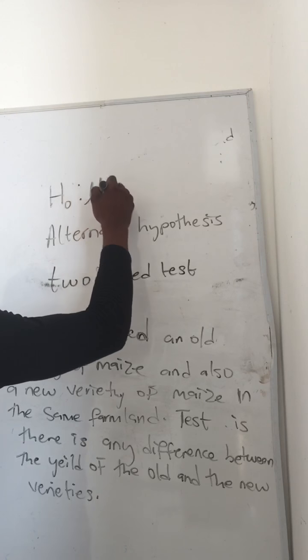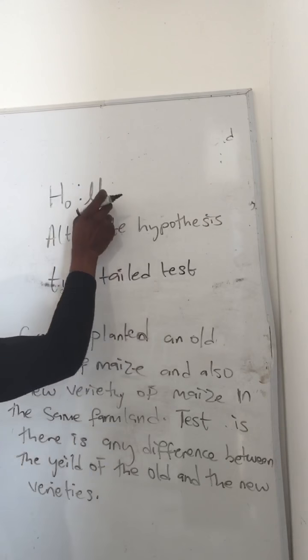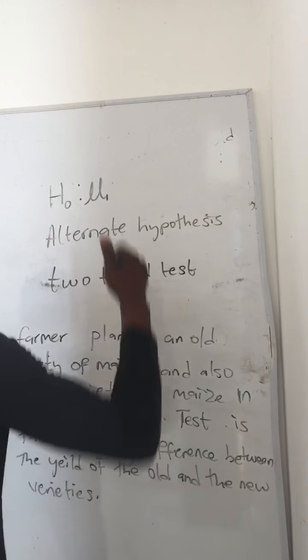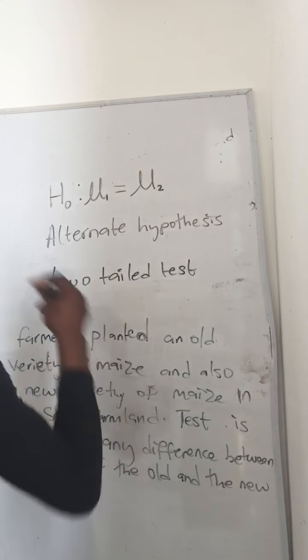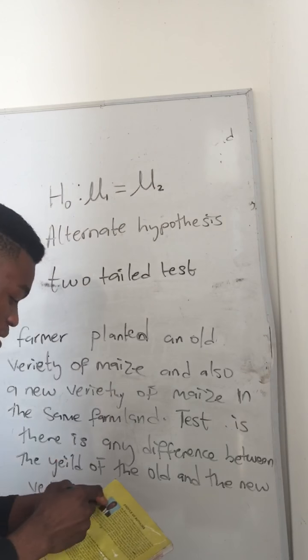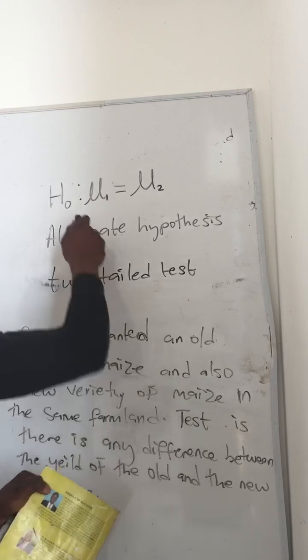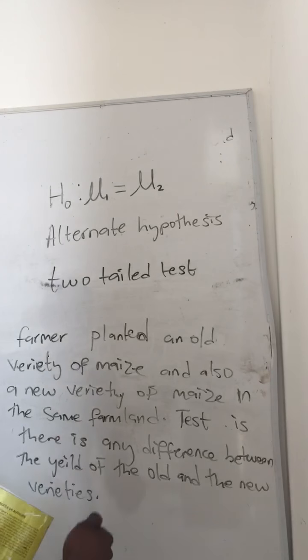So the mu still represents the old. So the mean yield of the old variety is not different from the yield of the new variety. So we are saying that the yield of the old variety and the yield of the new variety are not different. They are the same. Remember, hypothesis of no difference. That's the null hypothesis. Now let's go to the alternate hypothesis.